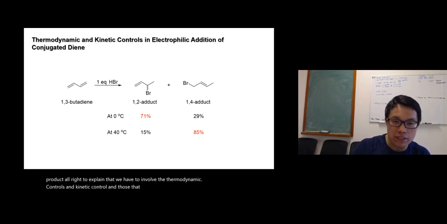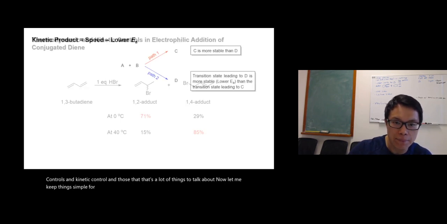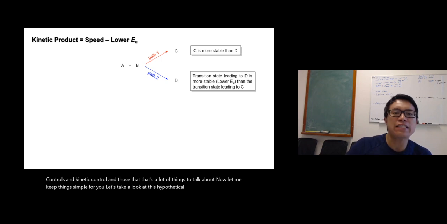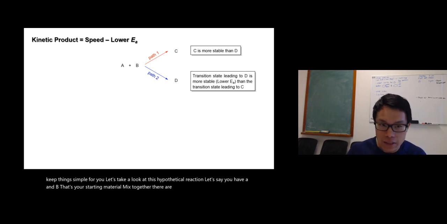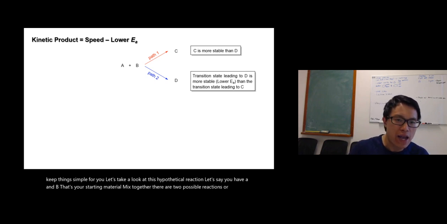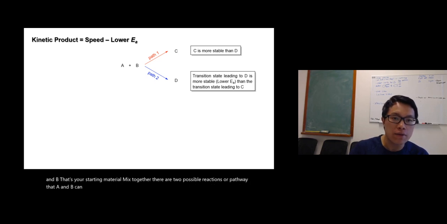Well, that's a lot of things to talk about. Now, let me keep things simple for you. Let's take a look at this hypothetical reaction. Let's say you have A and B. That's your starting material mixed together. There are two possible reactions or pathways that A and B can go. Pathway 1 making C, pathway 2 making D.